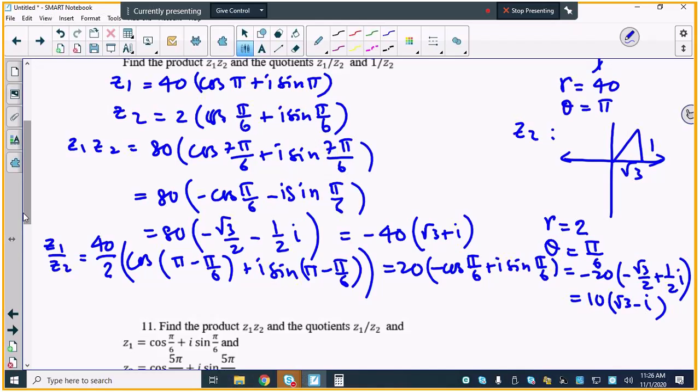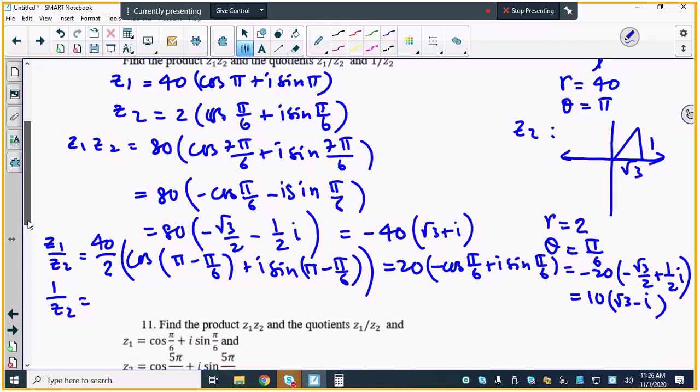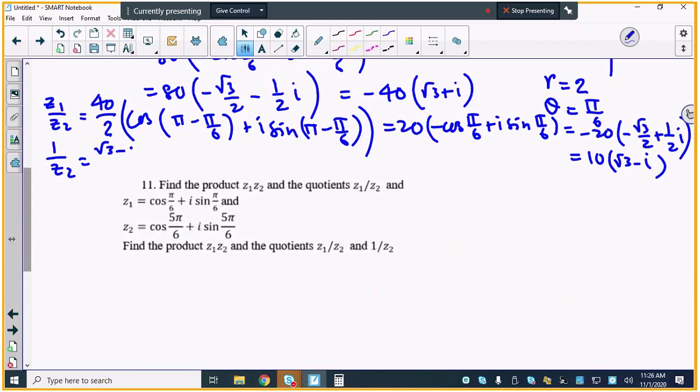And 1 over z2 is the easier one. You can just go ahead and take your complex number z2, which is square root of 3 plus i, take its conjugate, so square root of 3 minus i over 2 squared. So I get square root of 3 over 4 minus 1/4 i as 1 over z2.